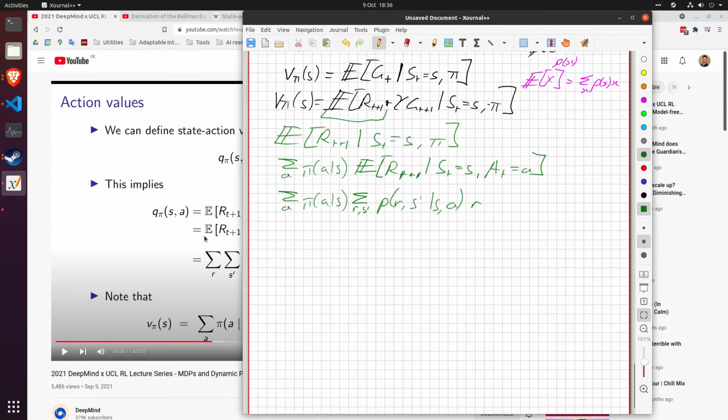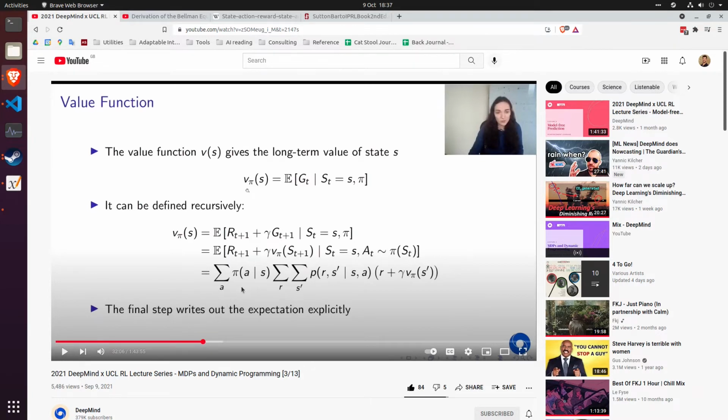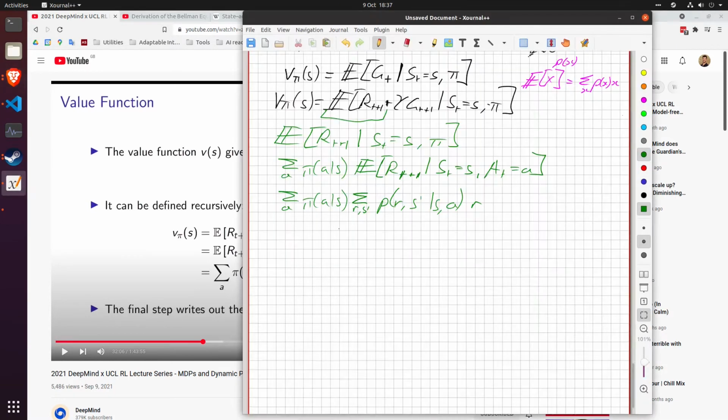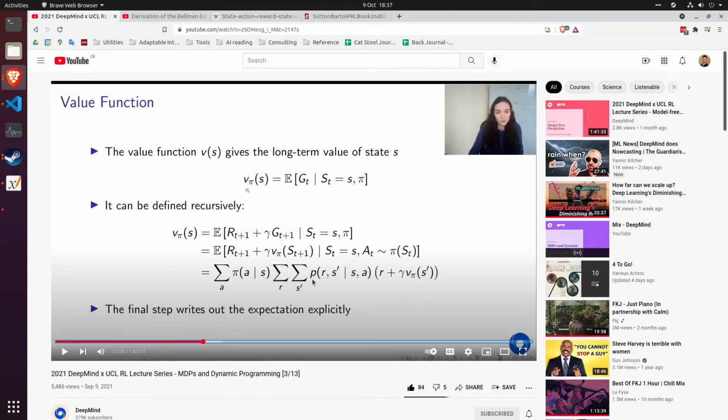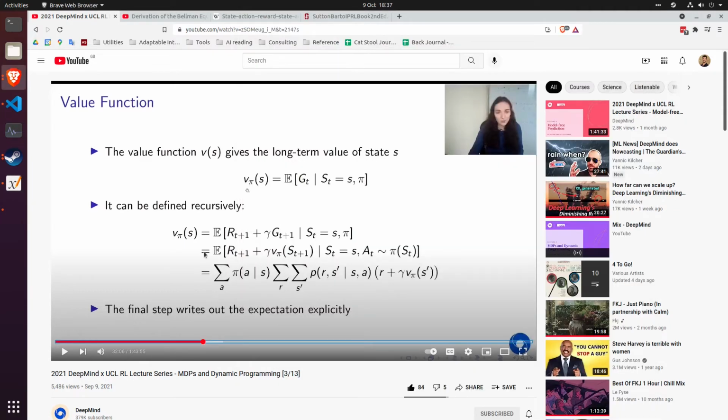So that's the first term, and as you can see here in this YouTube video, that's the first term here. Actually, no, here we go. This is the first term. So you've got that sum over pi, and then this probability distribution inside, and then r. So just in case you're following the DeepMind series as well.